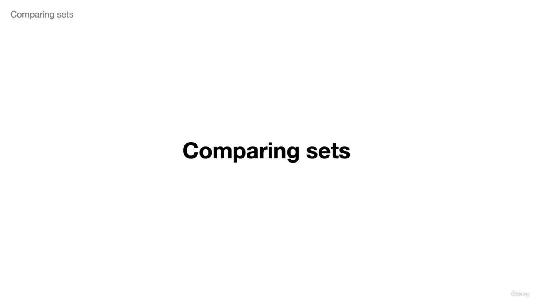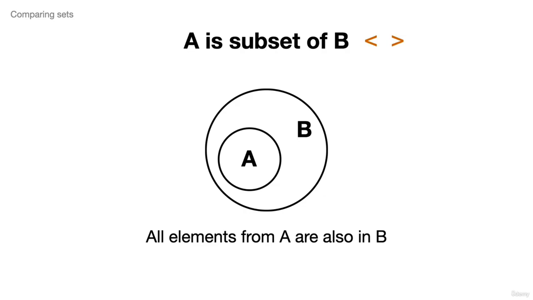Until now, you have seen set operations that return new sets. But what if you need to compare sets? Perhaps you remember this from math class. Look at set A and set B. All elements from A are also in set B. We say set A is a subset of B. And Python has an operator for this too. Let me show you.